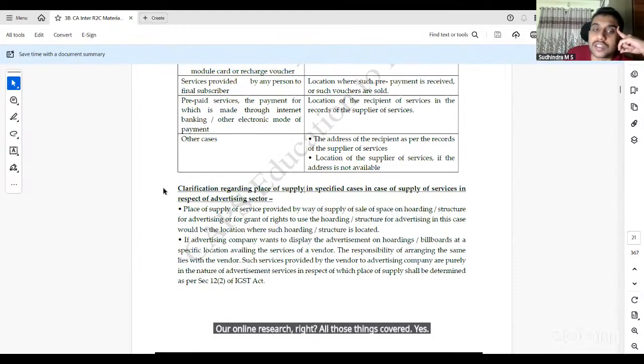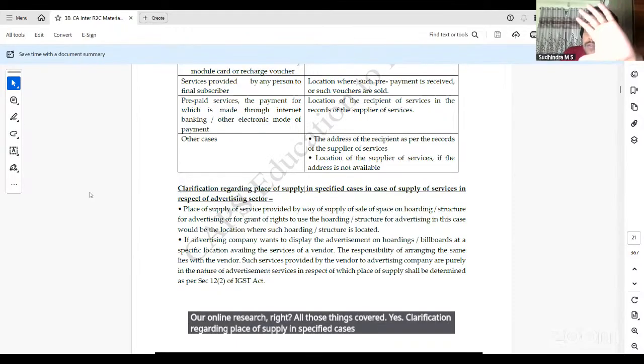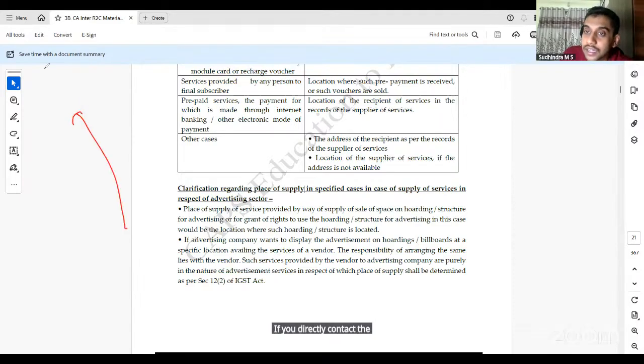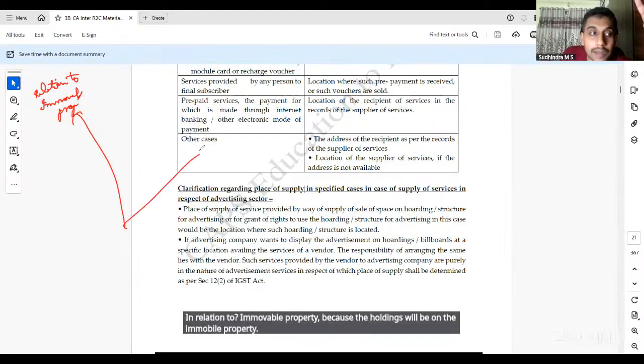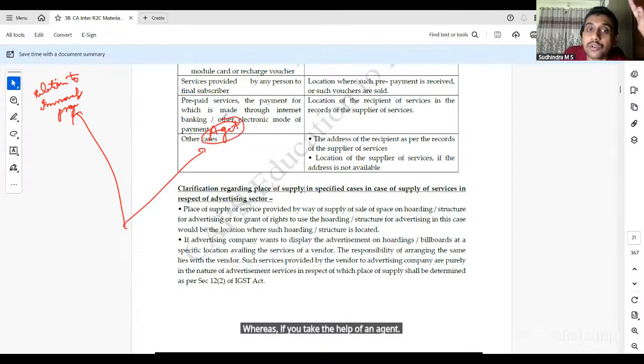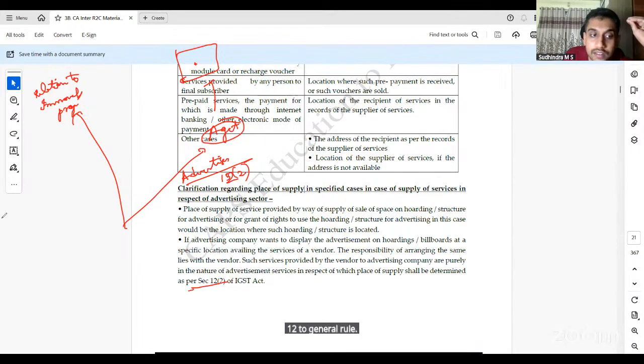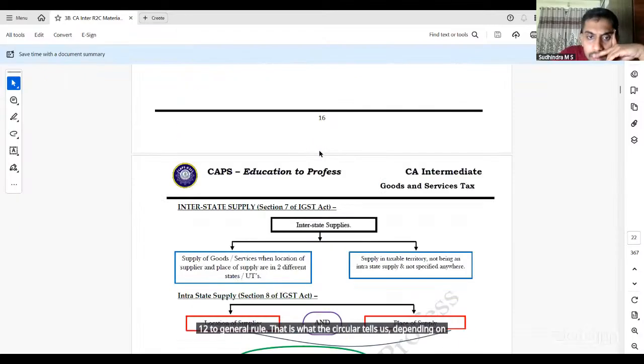Clarification regarding place of supply in specified cases. You want to take advertisement by displaying it on hoardings. If you directly contact the owner of that hoarding, it will be in relation to immovable property, because the hoardings will be on immovable property. Whereas if you take the help of an agent who displays the advertisements on the hoardings, then this is pure advertisement service. For advertisement service there is no specific rule, so go with the 12(2) general rule. That is what this circular tells us, depending on how the arrangement is done.